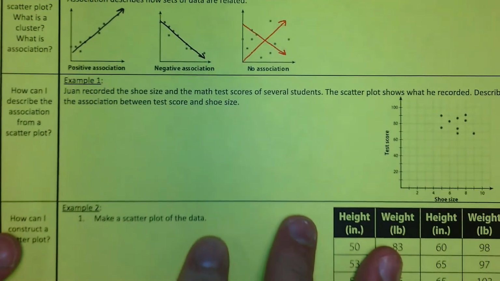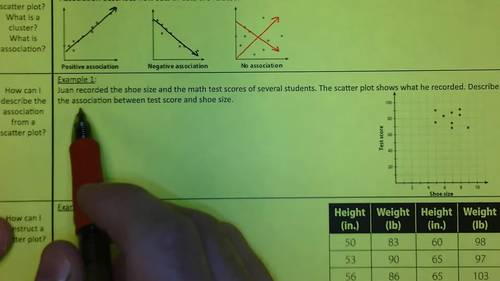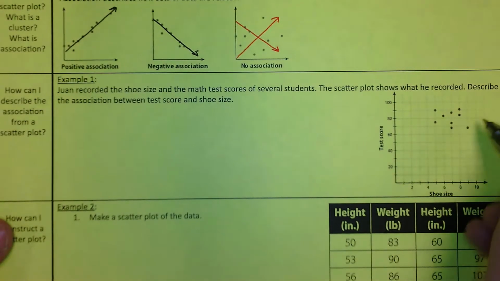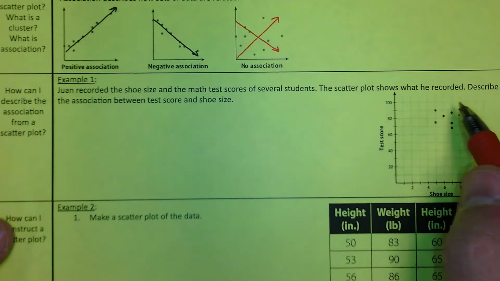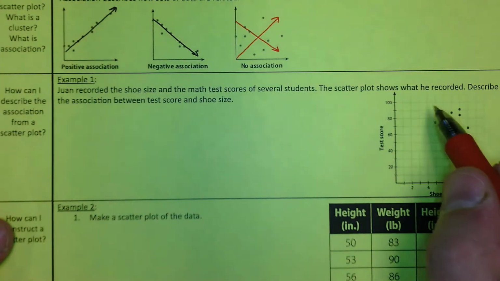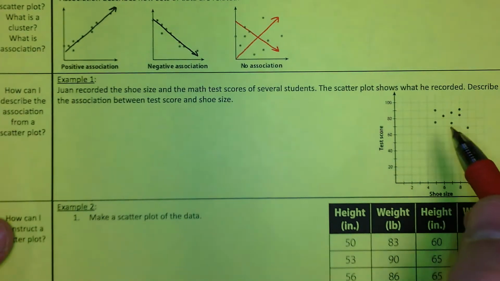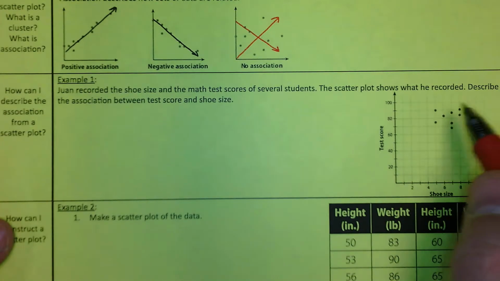So, how can we describe the association from a scatter plot? Well, Juan recorded the shoe size and the math test scores of several students. The scatter plot shows what he recorded. Describe the association between test score and shoe size. If we look at the data, it's kind of random. There's really no positive trend. There's also no negative trend. We can't definitively say that it's positive, and we can't definitively say that it's negative either. It's kind of in between.